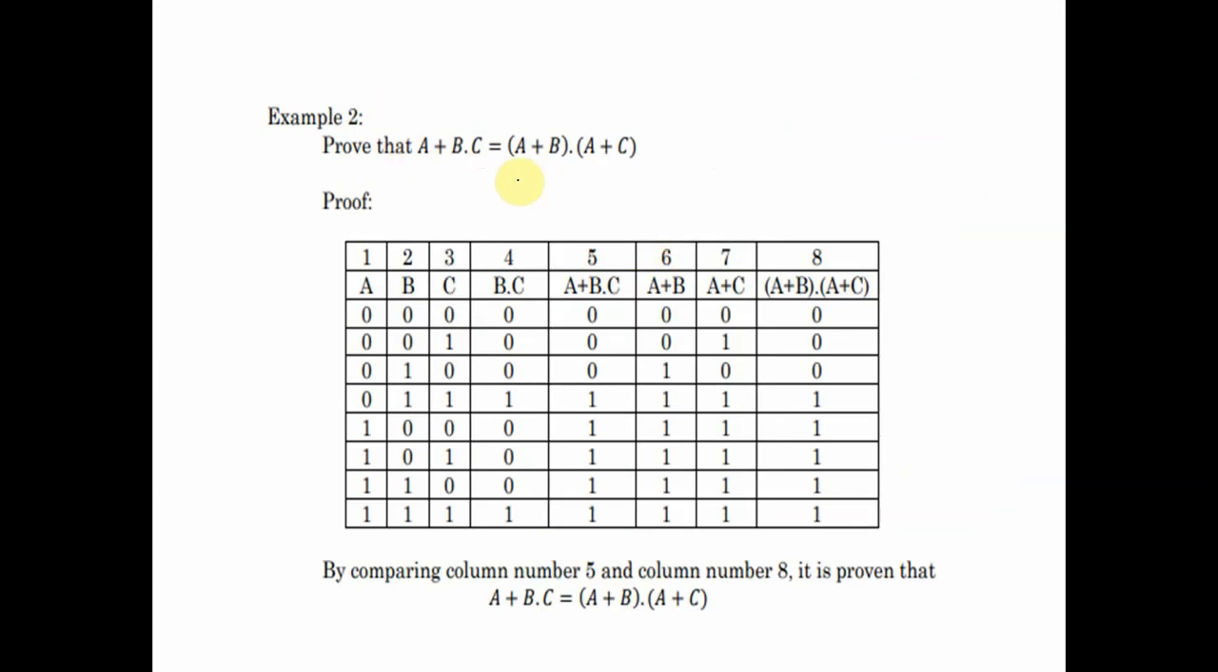Similarly, we also solve this example: A plus BC is equal to (A plus B) dot (A plus C). Here also three variables are present: A, B, C. So how many conditions are present here? Eight conditions are present. These are the eight entries. This is A, this is B, this is C. Then we take BC, and the fifth and eighth columns have the same entries. In this fashion, A plus B dot C is equal to (A plus B) dot (A plus C).